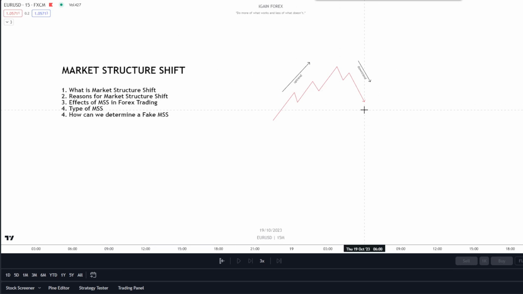So understanding market structure shifts in the forex market is important for traders and investors. Why? Because these shifts can help us to develop strategies and identify opportunities to enter a trade in the market.